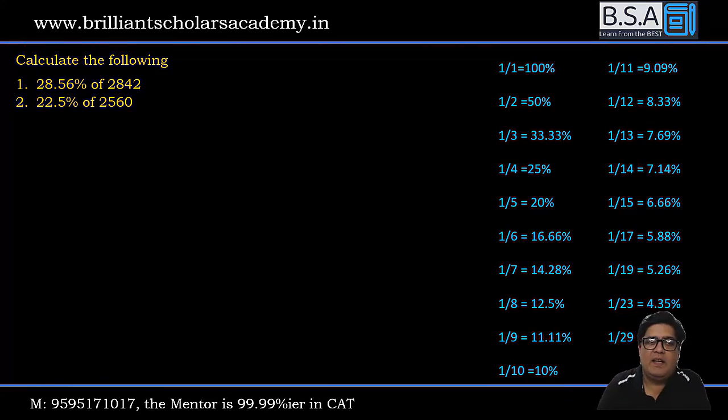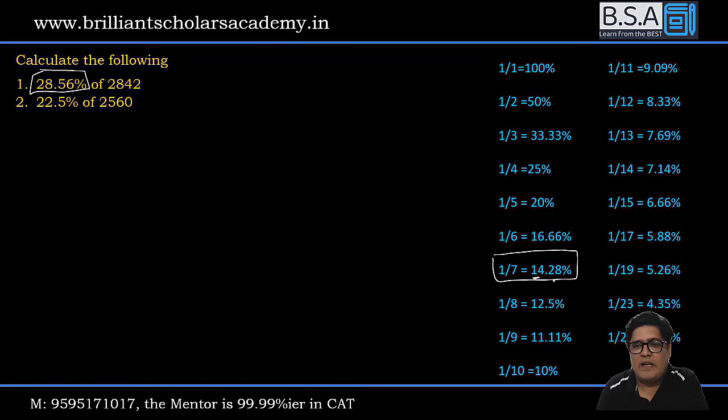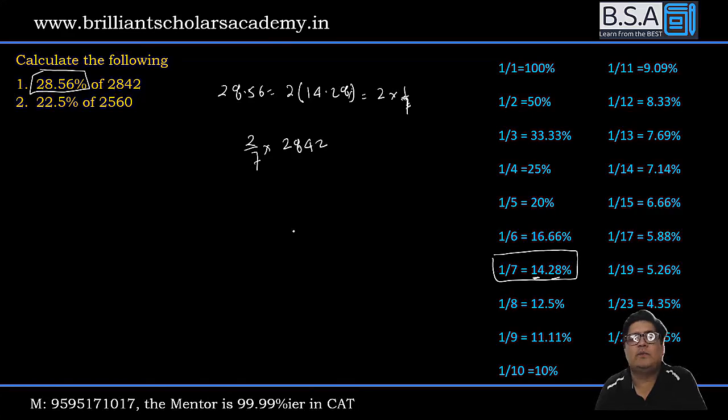28.56%. Can I say 28.56 looks like double of this? Double of this 28, double of this 56. So the first value 28.56, it is nothing but double of 14.28 as a percentage, that is equal to 1 by 7 ka double. So what do I want? I want 2 by 7 of 2842.